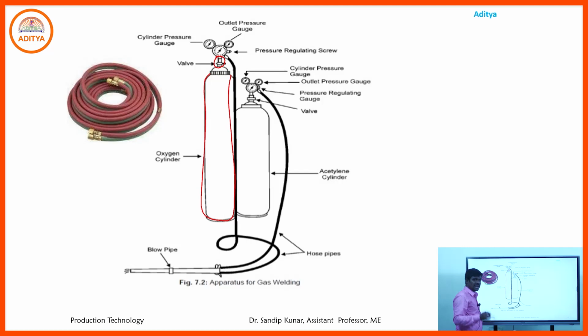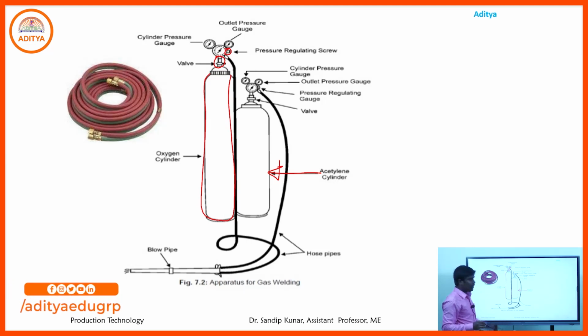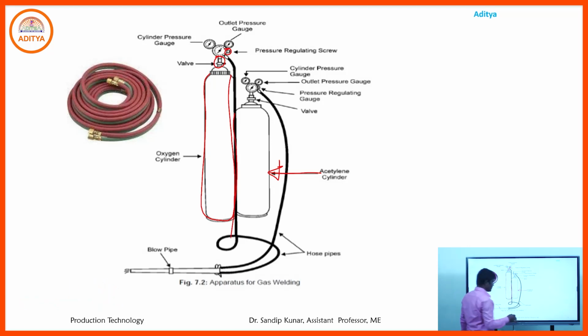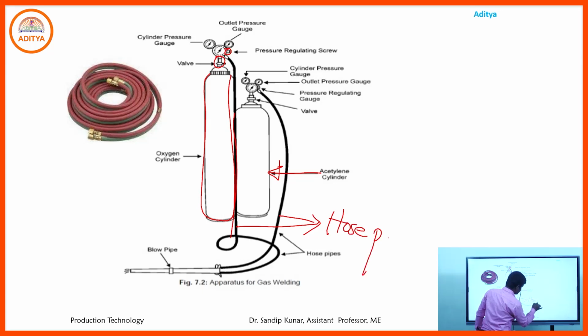Same thing we also apply to the acetylene cylinder. Here also a pressure regulating screw is there, and using that we control the outlet pressure of the oxygen flowing through the hoses. That pipe is the hose pipe.